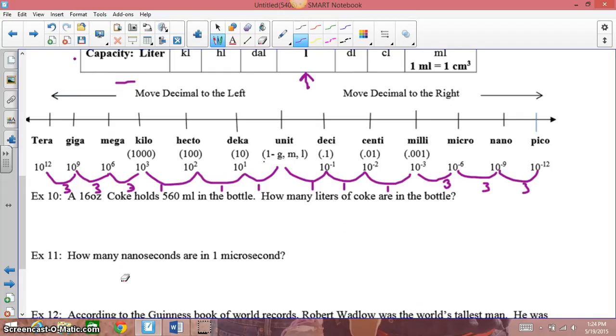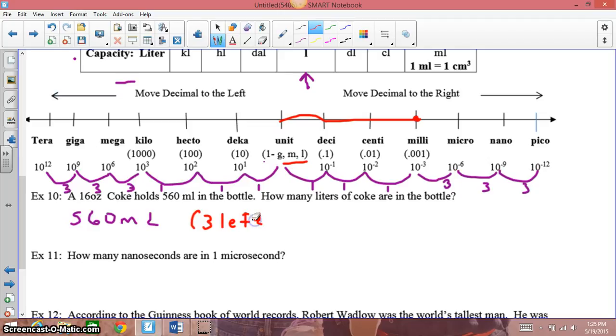Suppose in example 10, we say a 16-ounce Coke holds 560 milliliters. I want to know how many liters then are in the bottle. So I start here with the 560 milliliters. I'm just going to look at the number line here. Milliliter would be sitting right here, and if I want to go from a milliliter to a liter, liter is a base unit here in the center, so I'm going to go 1, 2, 3 places to the left. So I'll just write that down. I went 3 places to the left.